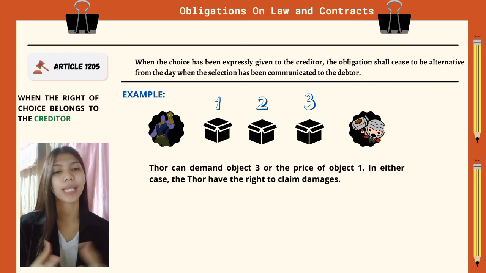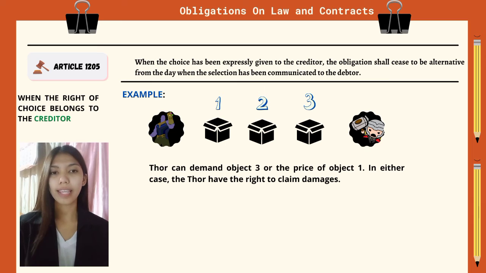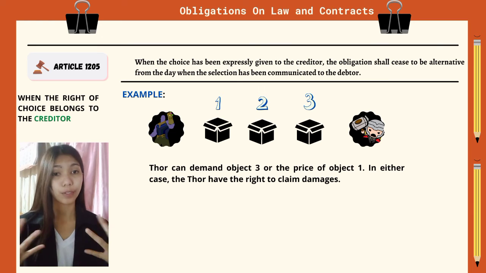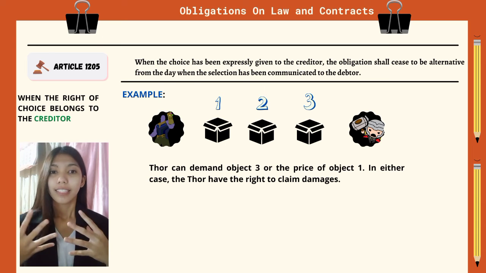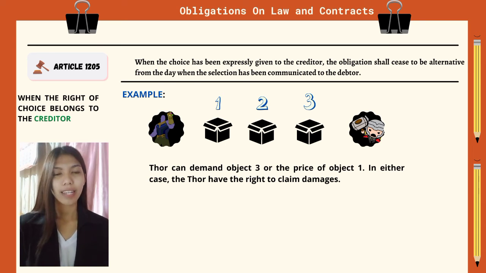at Thor's choice. Now, before Thor could communicate his choice, object number 1 was destroyed by the fault of Thanos, and object number 2 was lost through a fortuitous event. Now, Thor may demand object number 3 to be delivered or the price of object number 1. In either case, Thor has the right to claim for damages.